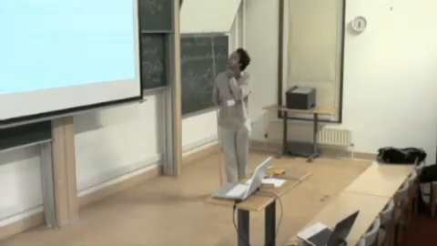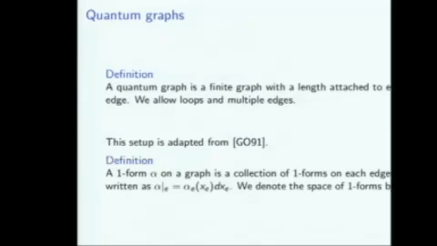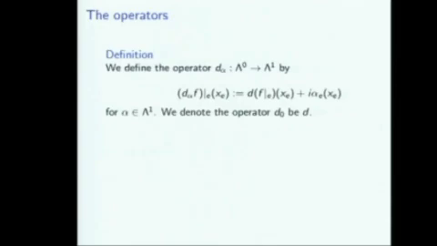is missing here. Okay, so we define one forms on a quantum graph just to be a one form on each of the edges. And once we have one forms, we can define the standard D operator, and then we'll modify it by adding in a one form. So going from functions to one forms, just take D on each edge, and then add a one form.